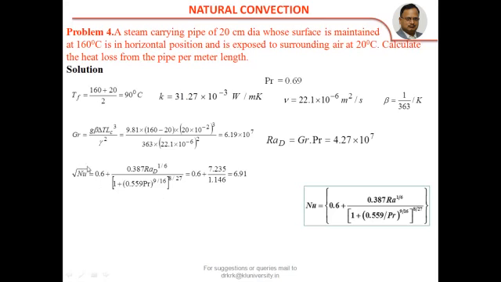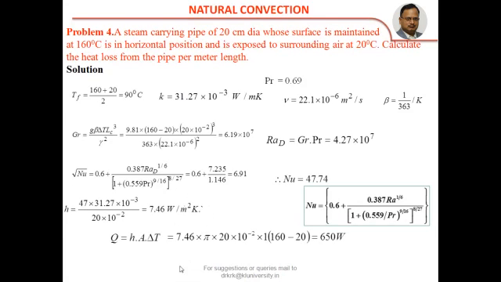So the equation which you can use is root Nusselt number equal to 0.6 plus 0.387 Rayleigh number to the power 1 by 6 by 1 plus 0.559 by Prandtl number to the power 9 by 16 whole to the power 8 by 27. That gives you Nusselt number equal to 47.74. The characteristic dimension here is the diameter of the pipe because it is in horizontal position. So H value is determined by using Nusselt number into K by D. So you got 7.46 watt per meter square Kelvin. Hence Q equal to H A delta T, where A is pi D L, and per meter length we are assuming L as one meter. You will get the answer as 650 watts.